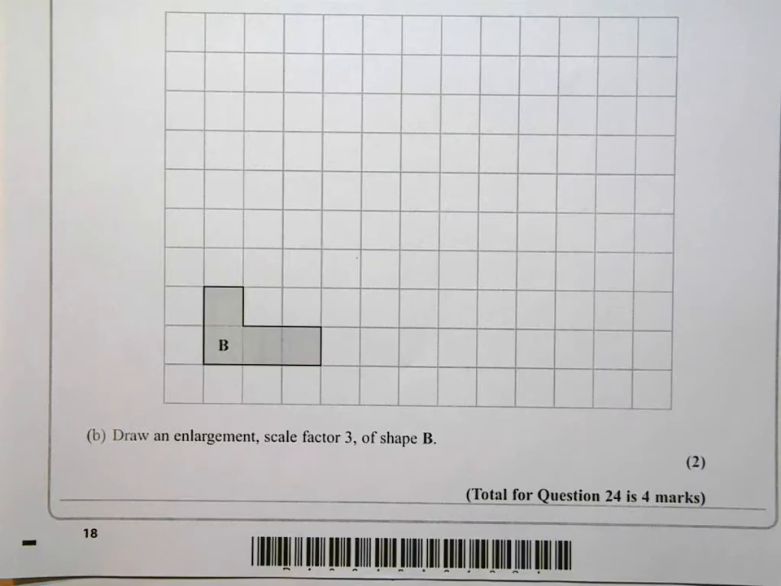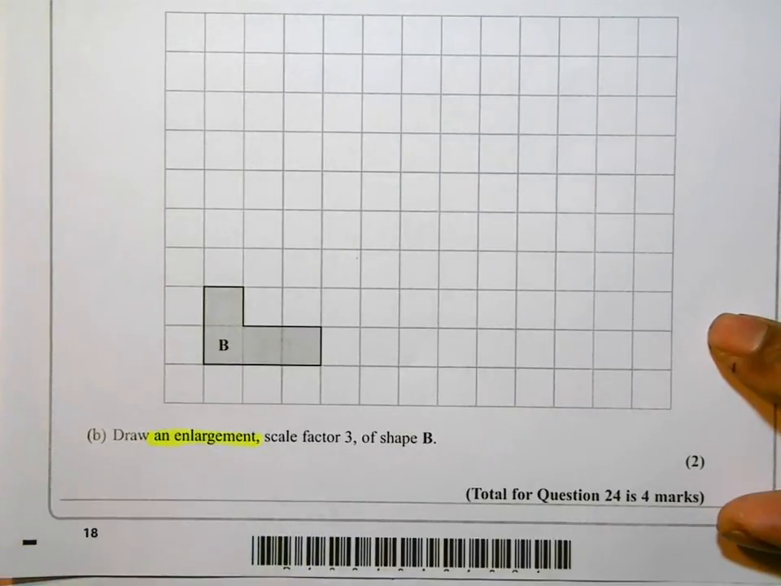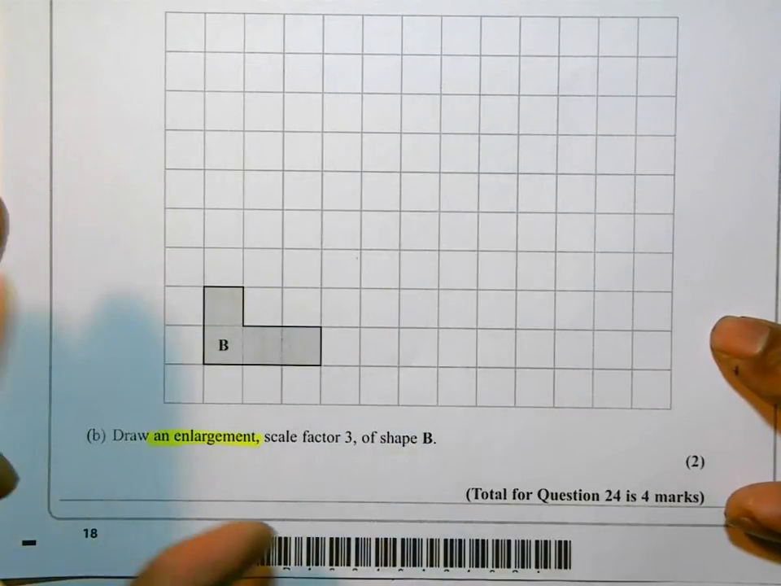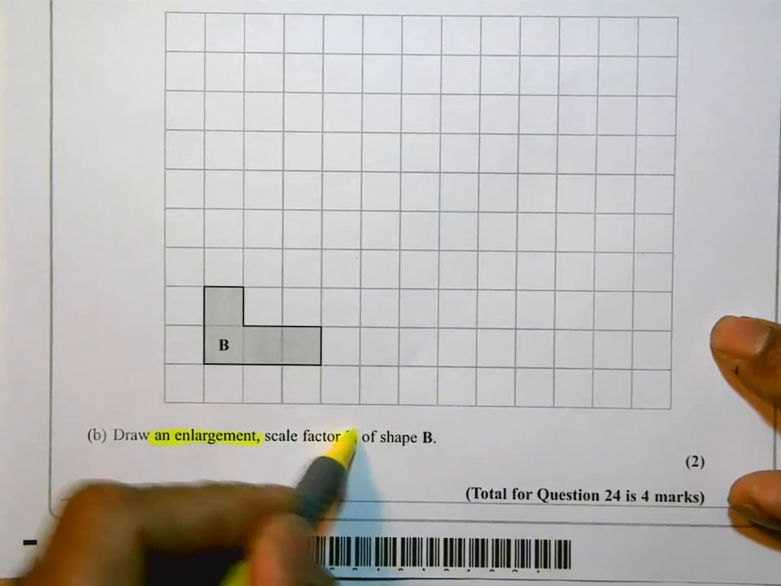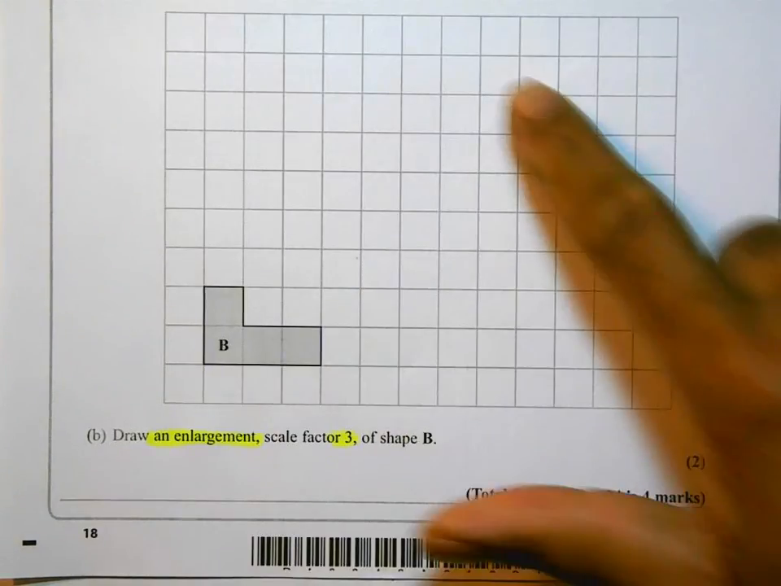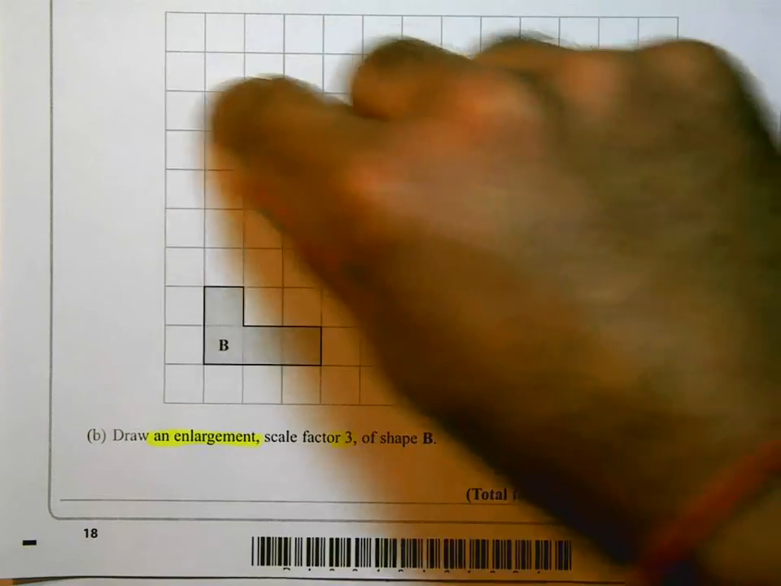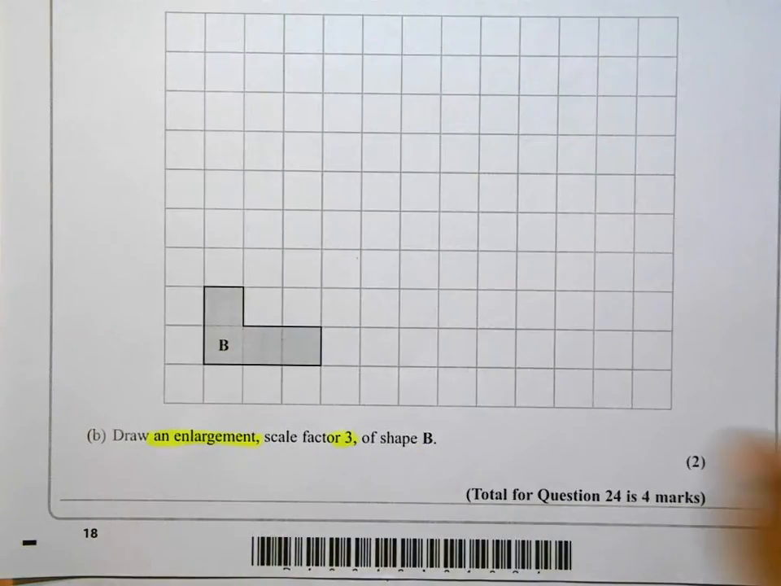Okay, going on to part B. Part B says draw an enlargement, scale factor 3 of shape B. Now, enlargement means you're going to change its size, and because the scale factor is 3, you're going to make it 3 times bigger. And they want you to draw the answer in this space here. Don't do it so it falls off or goes to the outside. You need it in this space here.